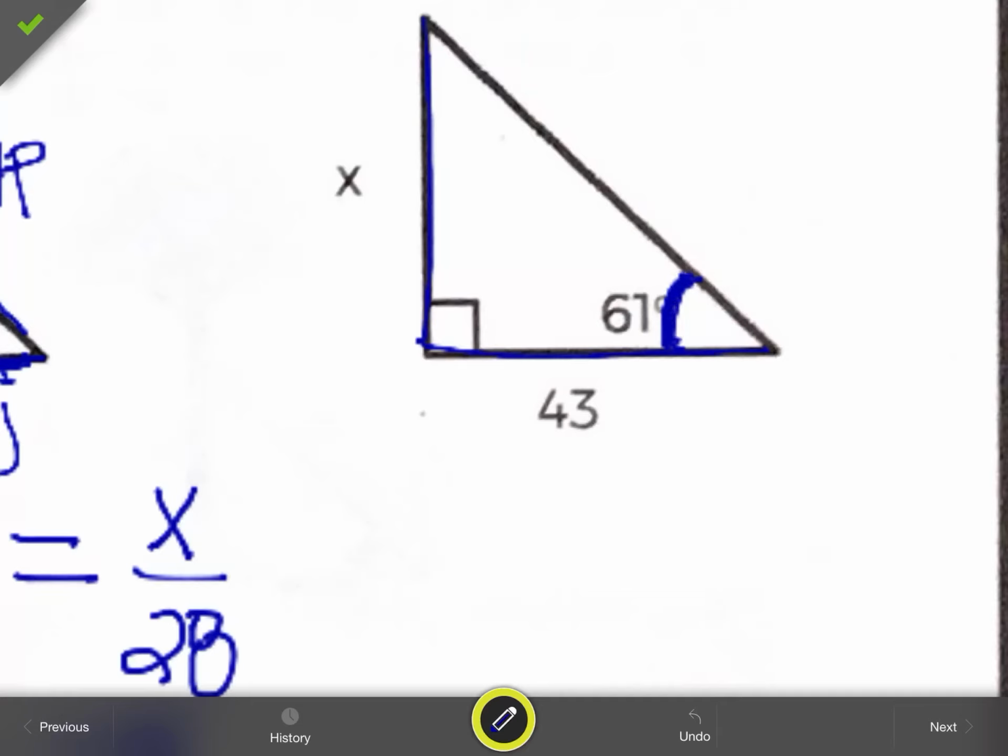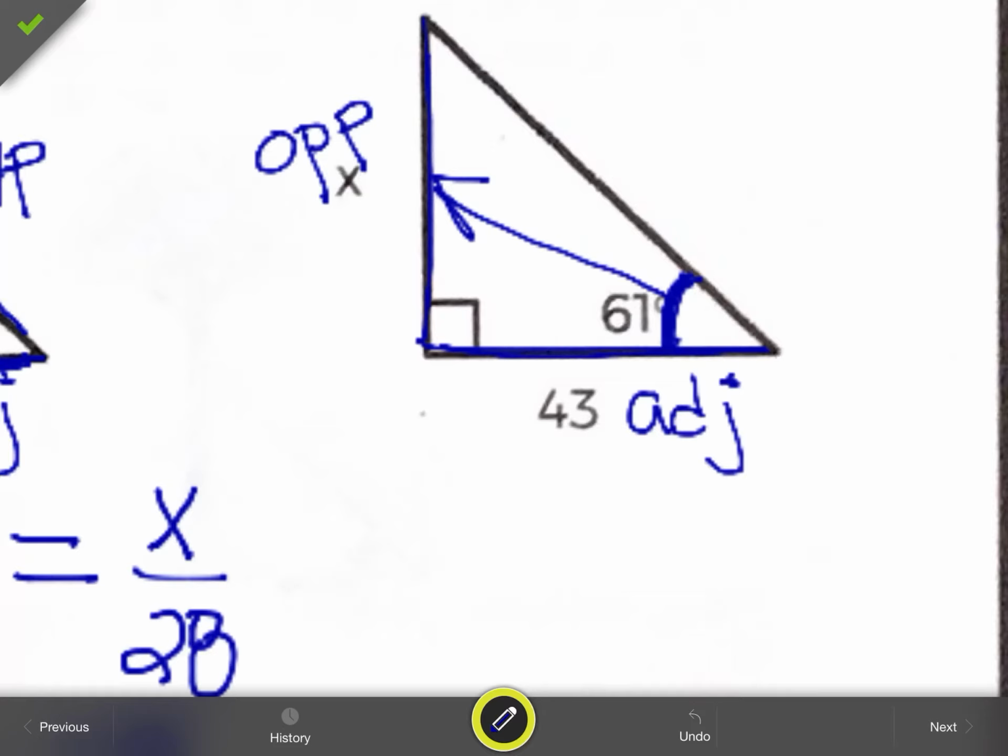So I need to label adjacent and opposite. So across from my angle, that's opposite. Okay. This side is next to, touching my angle, so that's adjacent. Okay.